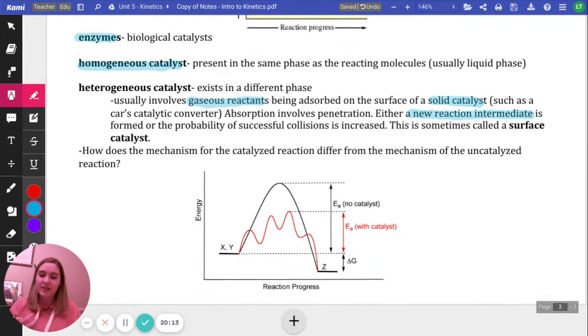So our last question is, how does the mechanism for the catalyzed reaction differ from the mechanism of the uncatalyzed reaction? And this is kind of what it shows us. Our activation energy with a catalyst is lowered, but a lot of times what happens in a catalyzed reaction is it's changing our reaction pathway. Reactions actually happen stepwise. They don't all happen at once. I don't pour vinegar and baking soda together and necessarily immediately get my products, but sometimes it happens through steps. They happen pretty quickly, so we don't always see those steps, but they do still happen through steps.